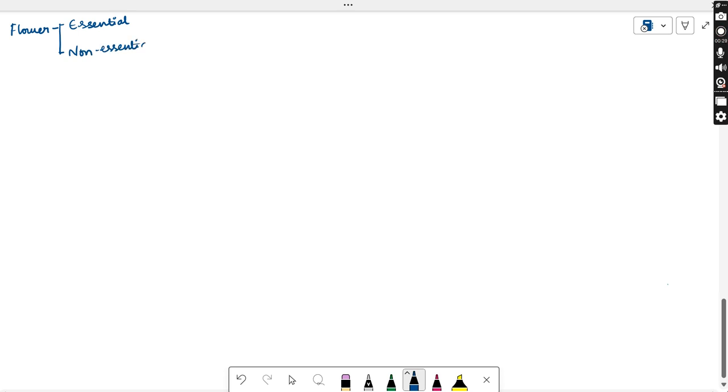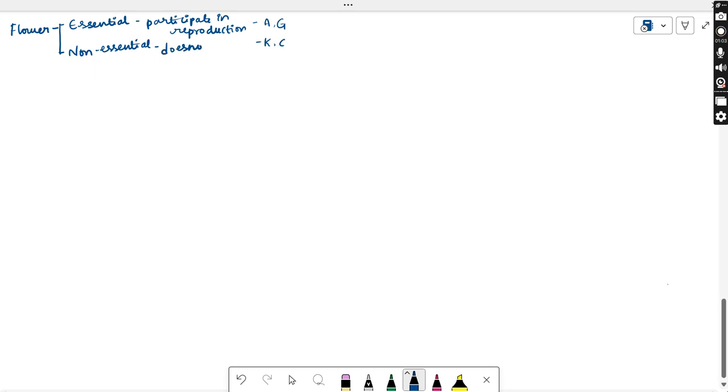Both parts are present in the flower. Essential parts help in reproduction as they play a role. As these parts participate in the reproduction process, we call them the essential parts of the flower. Structures like androecium and gynoecium participate in reproduction. The non-essential parts do not play any role in reproduction. Examples are calyx and corolla.